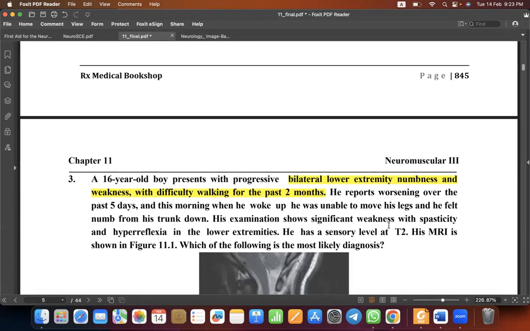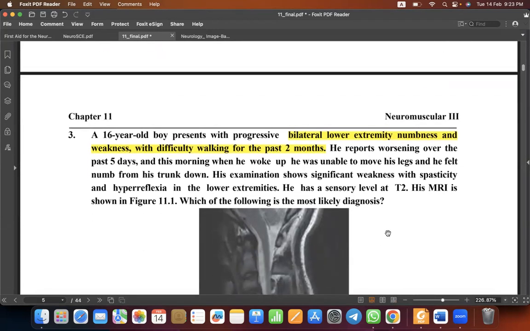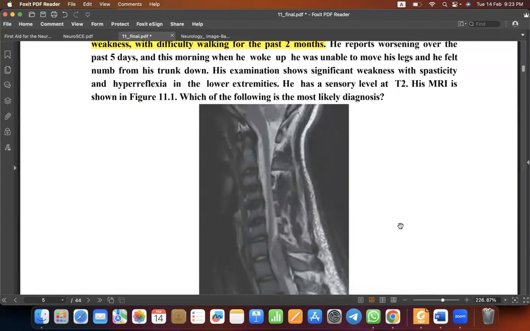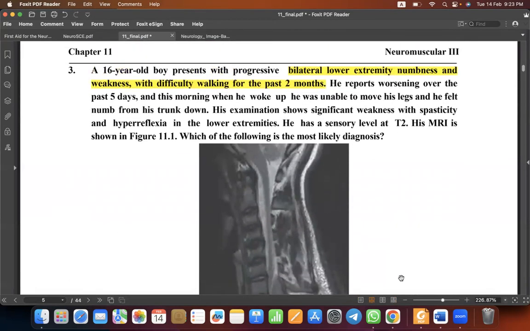Also, there is some worsening in the last 5 days. In the morning, whenever he woke up, he was unable to move his legs and felt numbness from the trunk down. So on examination, there is significant weakness and spasticity, hyperreflexia. There is a sensory level. MRI typically shows, and what will be the possibilities there? As we can see, this is not sudden onset. So if it is not sudden onset, we will rule out the ischemia. It is on the background of some days or some months. So you can also rule out the demyelinating possibility, the transverse myelitis, and that could be a lesser possibility here.